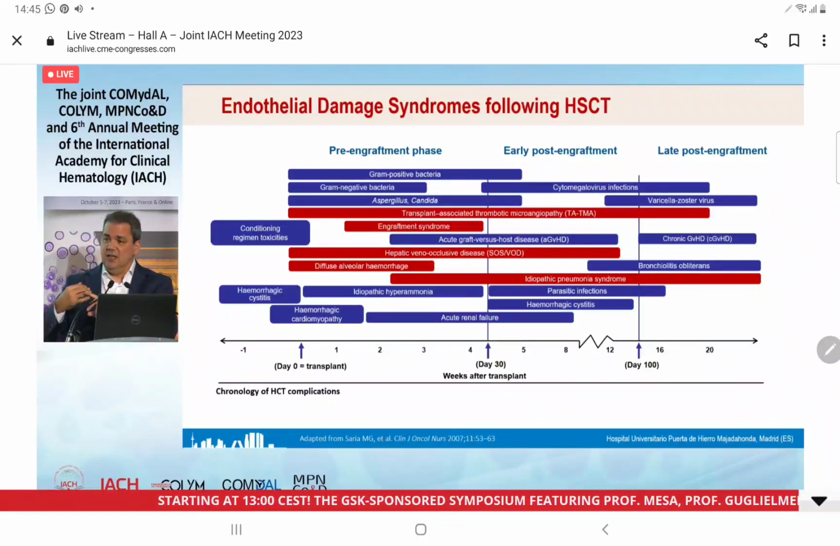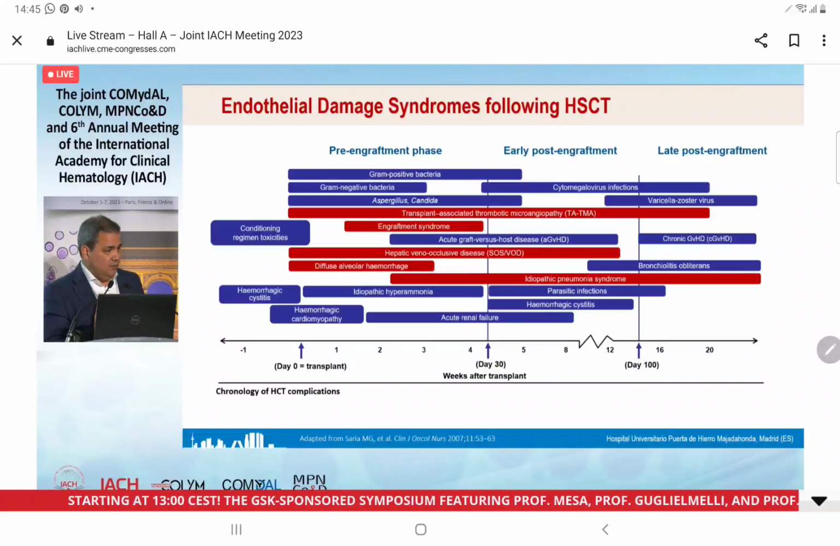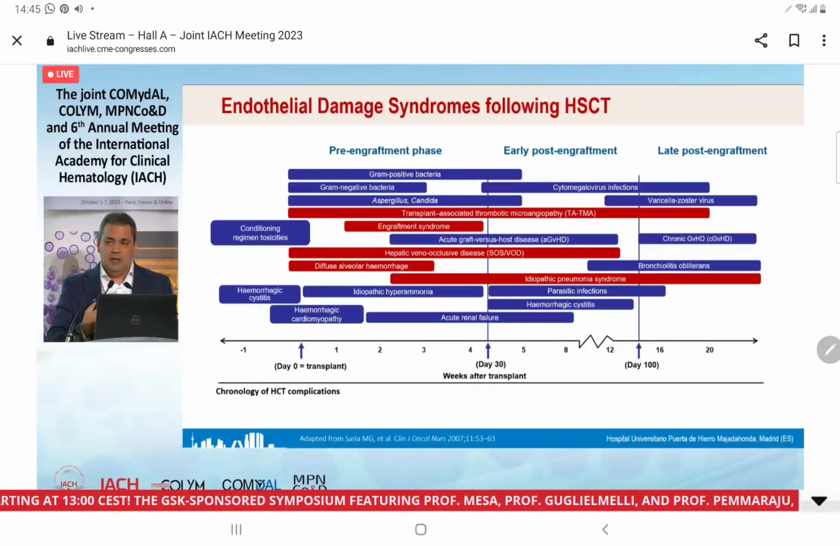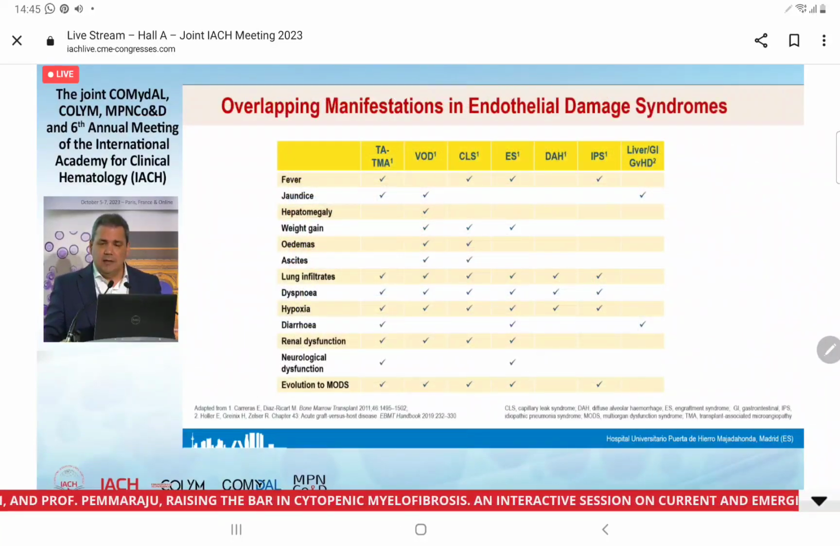No, the patient's having GVHD, and some of them are having veno-occlusive disease, and some of them are also having drug injuries of their kidneys, and there are many of these things, and that makes the management particularly challenging. These are the key endothelial dysfunction syndromes early after transplant. And then when you look at how we try to identify these syndromes, you can see here that many of them share lots of symptoms.